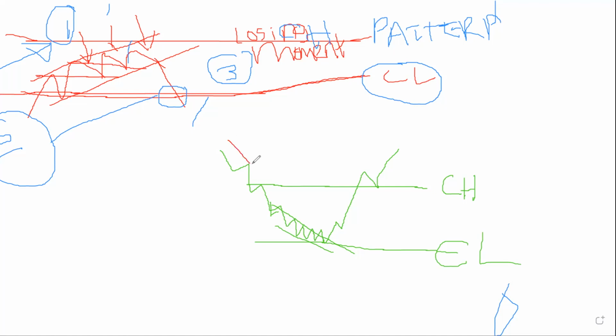So the market is coming like that. And then it turns and goes in that direction. This bending here is what we're calling loss of momentum. And it's also the descending pattern. Descending pattern. So why is that?